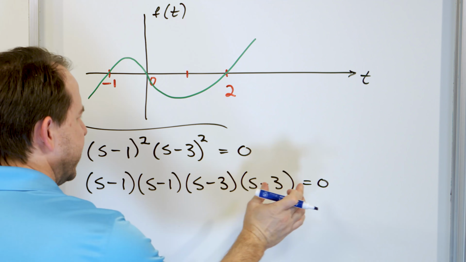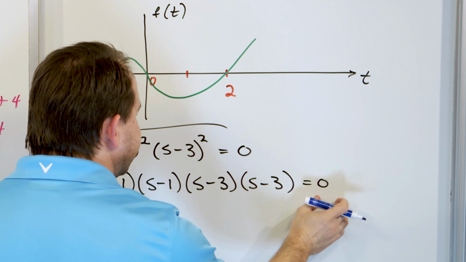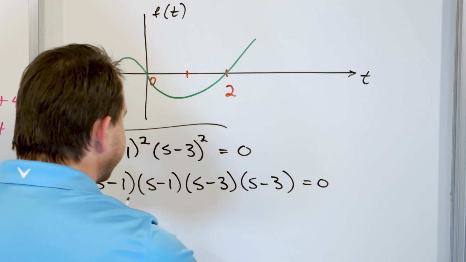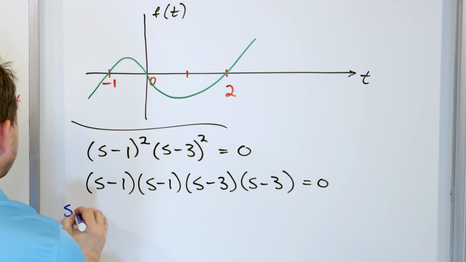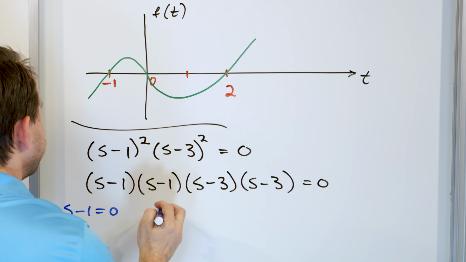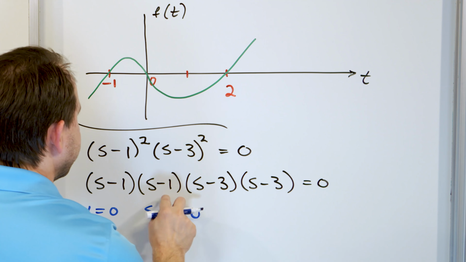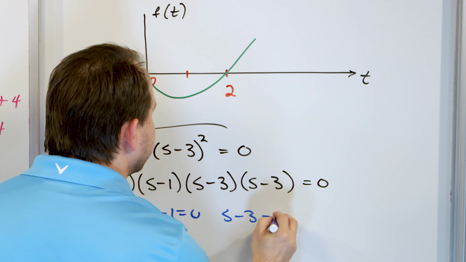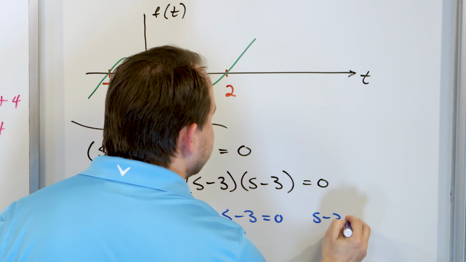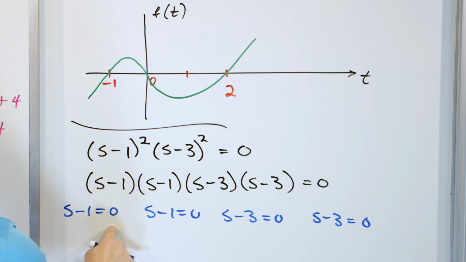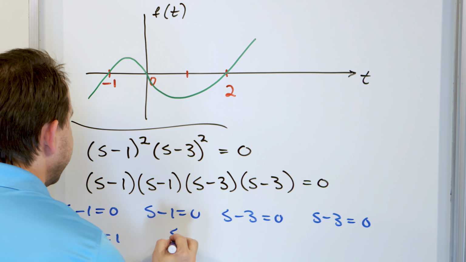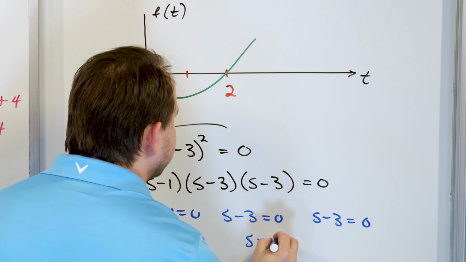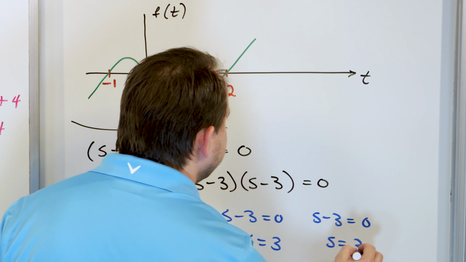If this is equal to 0, it'll kill it. If this is equal to 0, it'll kill it. This is equal to 0. This is equal to 0. There's four different ways it can happen. So we'll write them down. S minus 1 is equal to 0 from this one. S minus 1 can equal 0 from this one. S minus 3 can equal 0 from this one. S minus 3 can equal 0 from this one. So what do we get? We have s is equal to 1 here. S is equal to 1 here. S is equal to 3 here. By moving it over, s is equal to 3 here.